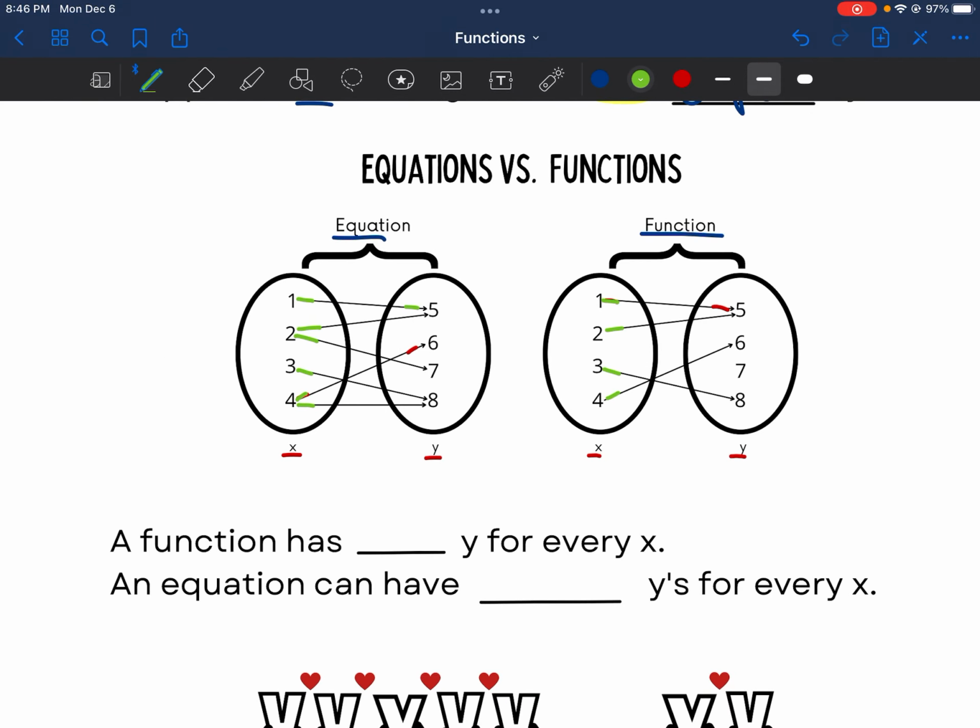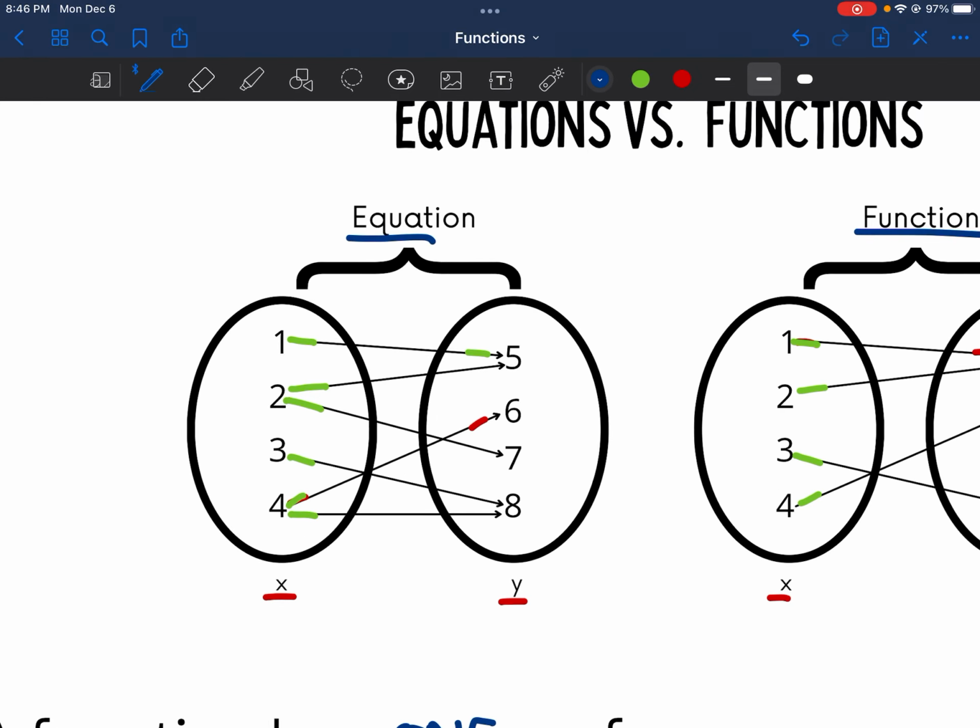So let's go ahead and write that in right here. A function has 1. I want you to write this really big. 1 y for every x. If we have one x, it's only pointing to one y. An equation, however, can have many y's for every x. So we can see back over here that this one's mapping to the 5, but the 2 is mapping to 2 different numbers.